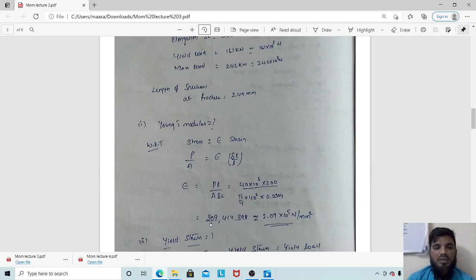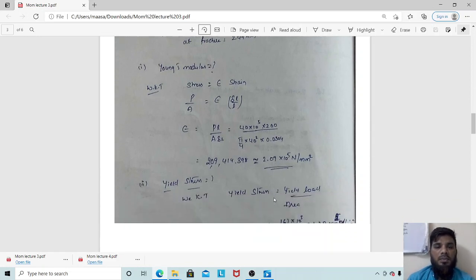You are going to obtain the value like this, 209,414.398, which is almost equivalent to, here the point is, I am taking 5 points, 1 2 3 4 5. So I am raising the power by 5: 2.09 into 10 to the power of 5 Newton per mm square. Why mm? All the dimensions you see here are in mm, so for that reason you try to keep it in mm.